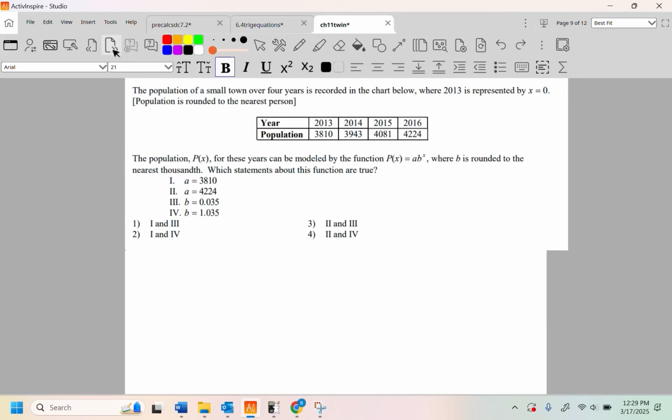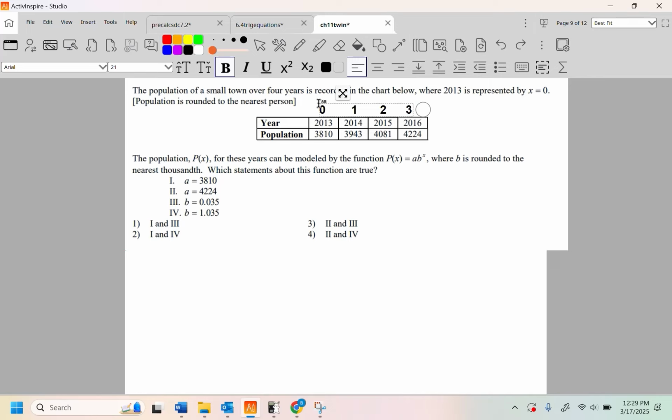So anyways, the population of a small town over 4 years is recorded in the chart below, where 2013 is represented by x equals 0. So that's going to be 0, 1 year after, 2 years after, 3 years after. Okay, kind of the same idea as before.